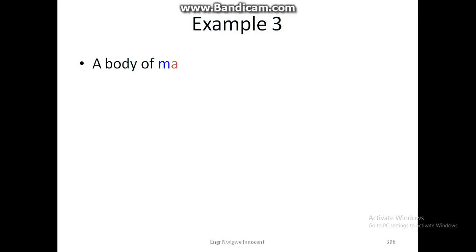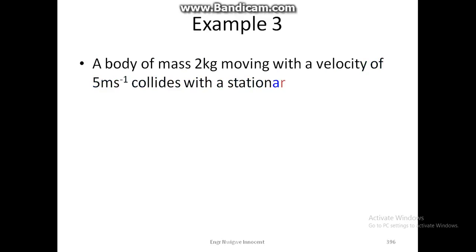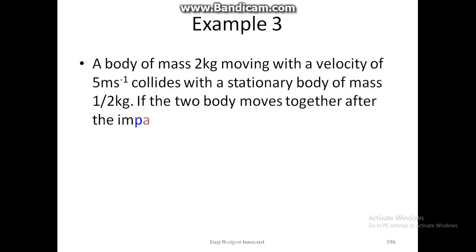Example 3. A body of mass 2 kg moving with a velocity of 5 meters per second collides with a stationary body of mass 1/2 kg. If the two bodies move together after the impact, calculate the common velocity.